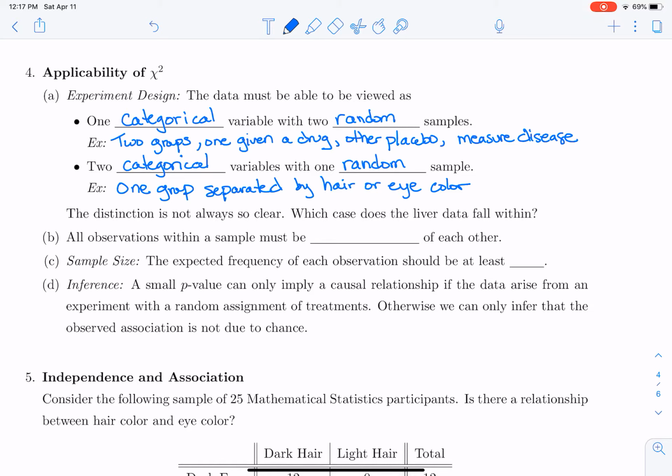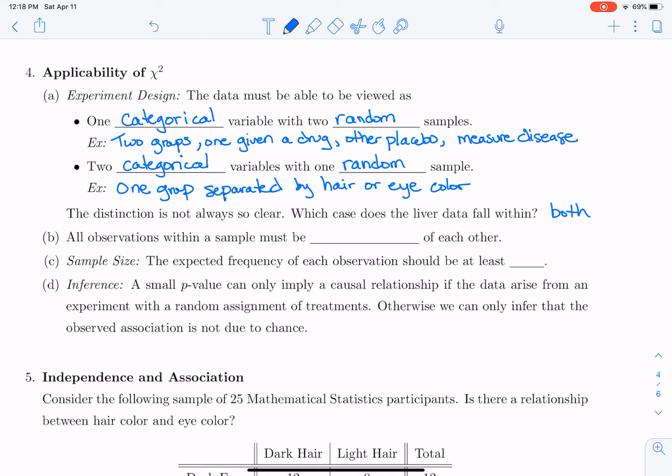Now, the distinction between these two ideas is not so clear. So which case does the liver data fall within? You can think about it as we took one group of people and they either have liver disease or they don't, and they either drink or they don't. Or you can think about it as two groups of people. We have a group of people who drink, a group of people who don't drink, and they either have liver disease or they don't. So you can think about it in both categories.